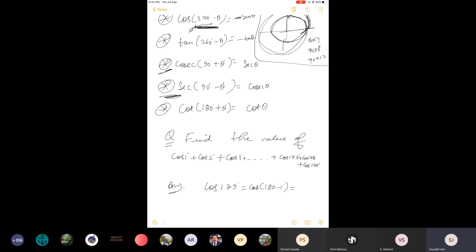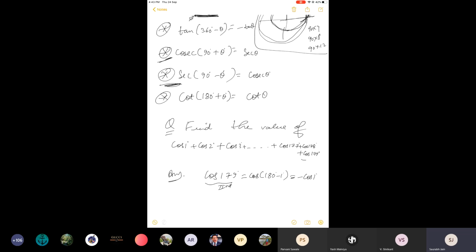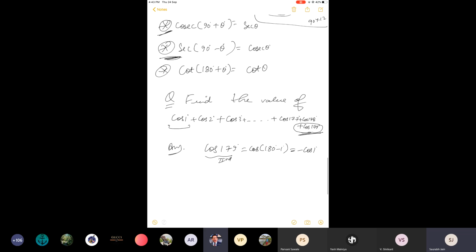Why? Because 180 even multiple, cos angle will be theta, that is 1 degree, and why negative? Because this is second quadrant, cos is negative. And this will help you to understand that this particular term, which is now minus cos 1 degree, will cancel the first term. Because in the beginning of the question, we have cos 1 degree, and this is changing to minus cos 1 degree, so they will cancel each other. Same thing will happen with all the other terms. 178 is 180 minus 2. By the same rule, it will become minus cos 2. 177, cos 180 minus 3, minus cos 3.